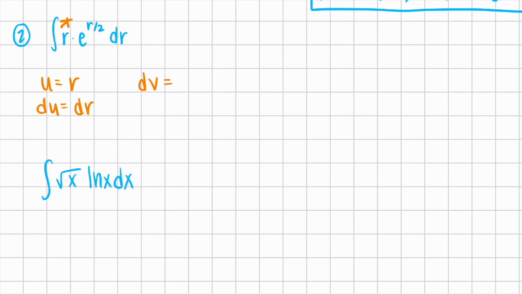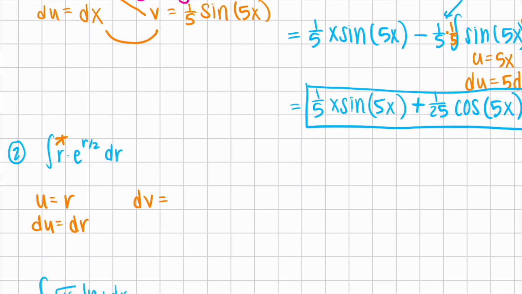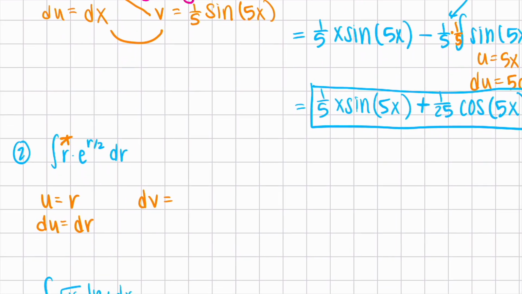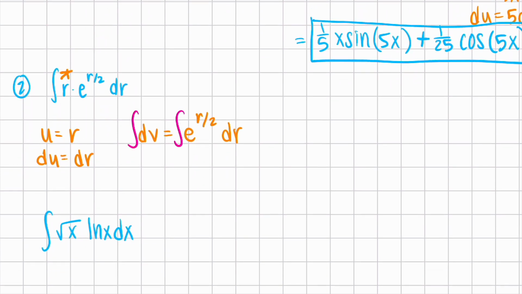So when I get my integral over on the right side, that means it's going to be easier. So if taking the derivative of it makes it a nicer variable or number, we're going to make that our u. That's a general rule. I'm going to make my dv then e to the r over 2 dr. Just like before, I want to integrate both sides.